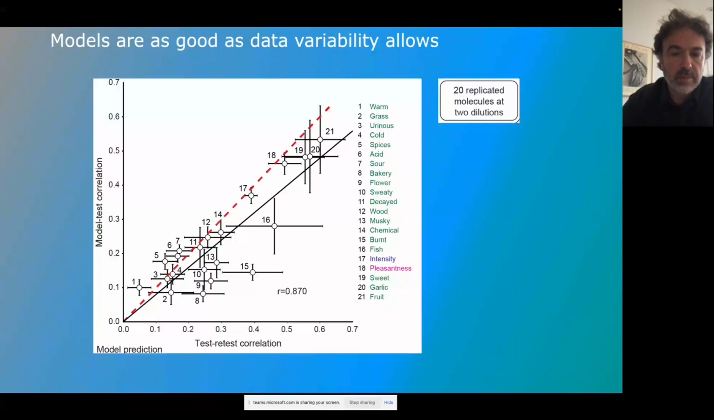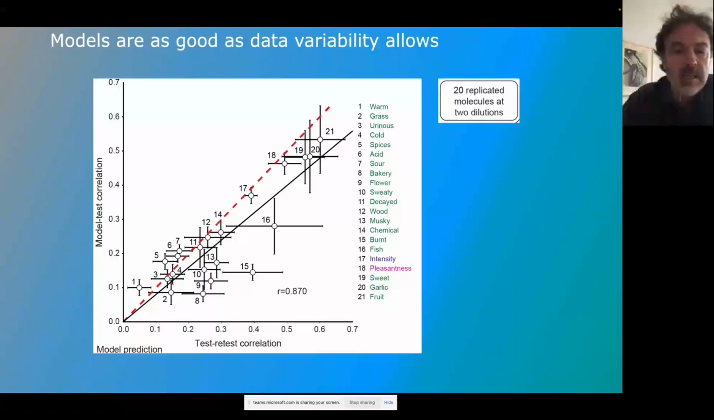And one of the things I want to point out, and this was a great idea to analyze from Joel Mainland, whose group also participated and submitted a model, is that for 20 of the molecules, they repeated the ratings to see the stability of the ratings across test and retest. And basically, what you see here is the test-retest correlation: how correlated are two measures across these 20 molecules for each of the descriptors, and how good the model is at also predicting one or the other.